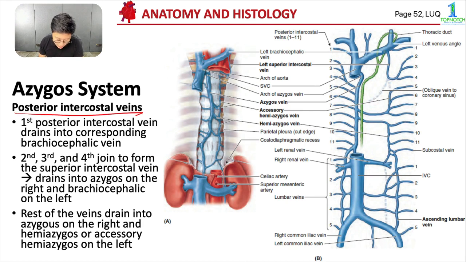So your posterior intercostal veins, your first posterior intercostal vein drain directly again to your brachiocephalic vein. The second, third, and sometimes fourth join to form your superior intercostal vein. And your superior intercostal vein drains into the azygos on the right. So ito, drains to the azygos on the right. While on the left, they drain into your brachiocephalic. The rest of the veins drain into the azygos on the right and the hemiazygos or accessory hemiazygos on the left.